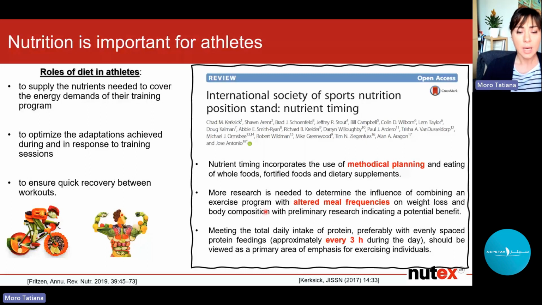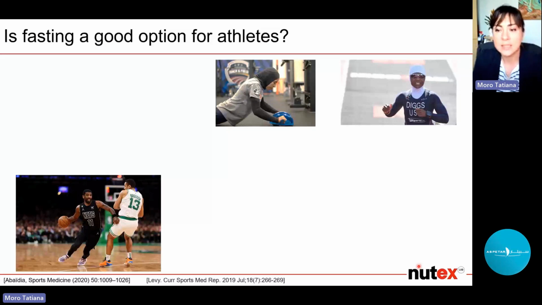But there's another statement that should make us think about the efficacy of time-restricted eating on athletes. For example, if we think about daily protein intake, the position stand and all the literature say that to have the proper effect of protein intake on our muscle for our athletes, the protein intake should be evenly spaced during the day, approximately every 3 hours. So if we think of the most common time restricted protocol that allows only 8 hours of time to eat, protein spread every 3 hours is a little bit difficult to sustain. So is fasting a good option for athletes? Well, most of the studies looking at performance and fasting are regarding athletes who observe Ramadan.